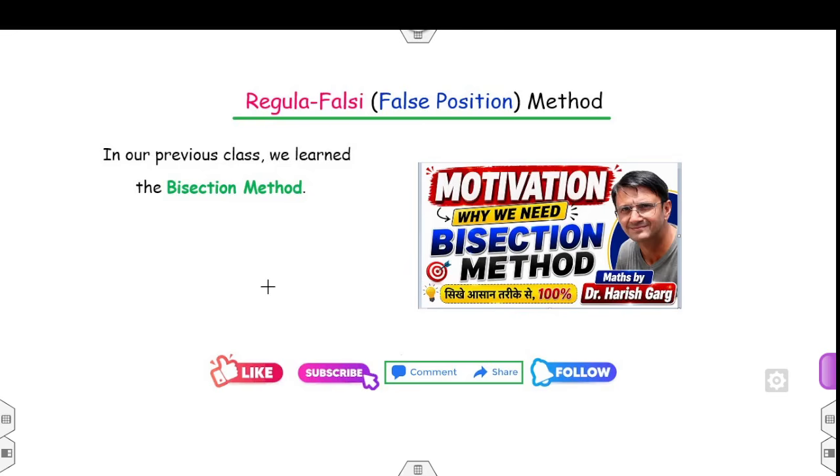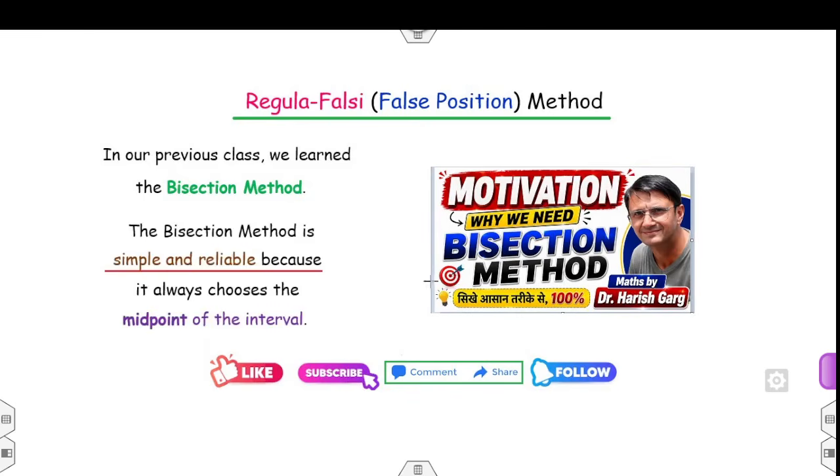What we have discussed so far: we have learned the idea of the bisection method and why there is a need for it. In the last lecture, we learned the bisection method is simple and reliable for finding the roots of the equation f(x) = 0. Why is the method simple and reliable? Because it always chooses the midpoint of the interval.